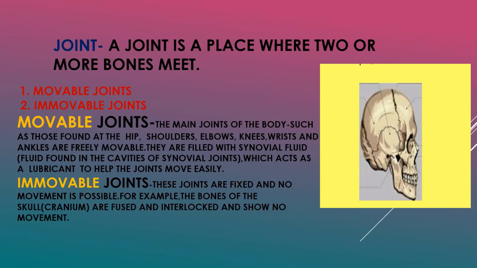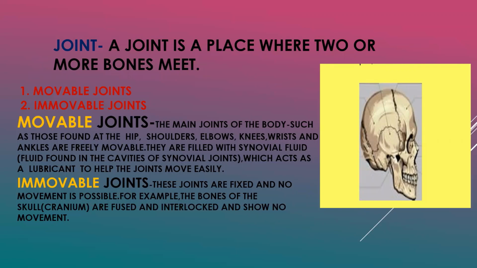Movable joints, the main joints of the body, such as those found at the hip, shoulders, elbows, knees, wrists, and ankles, are freely movable. They are filled with synovial fluid found in the cavities of the synovial joints, which act as a lubricant to help the joints move easily.